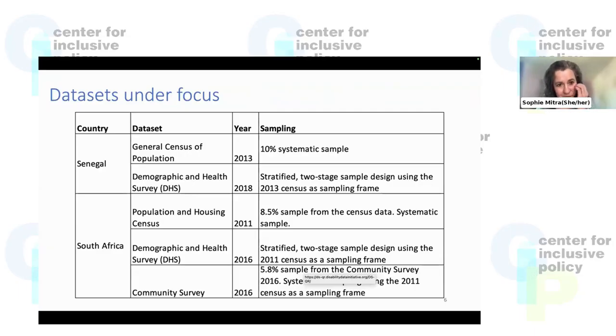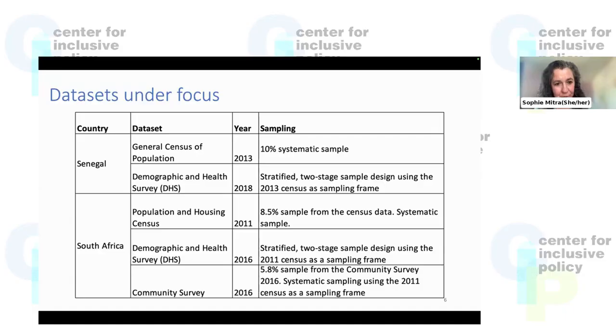We have the general census of population of 2013, and we've analyzed a 10% systematic sample of that census. We also have the demographic and health survey, the 2018 DHS, which has a stratified sample based on the census of 2013 that I'm going to compare to.